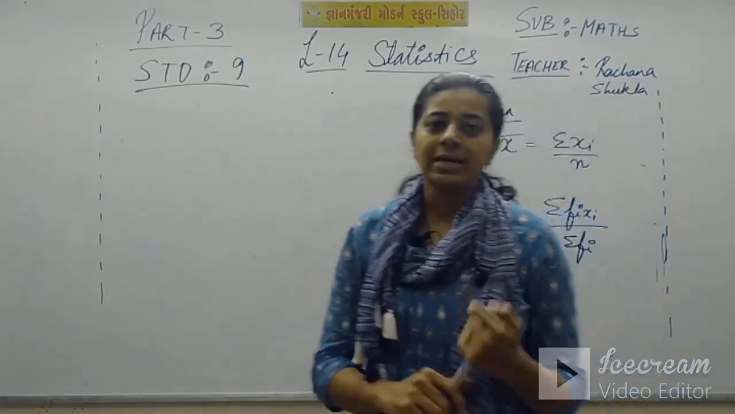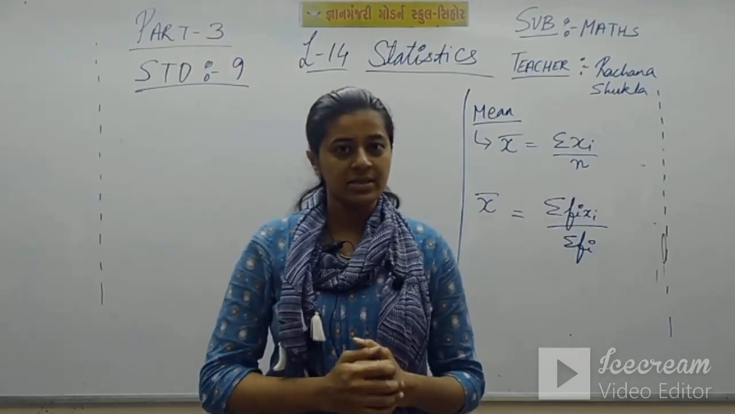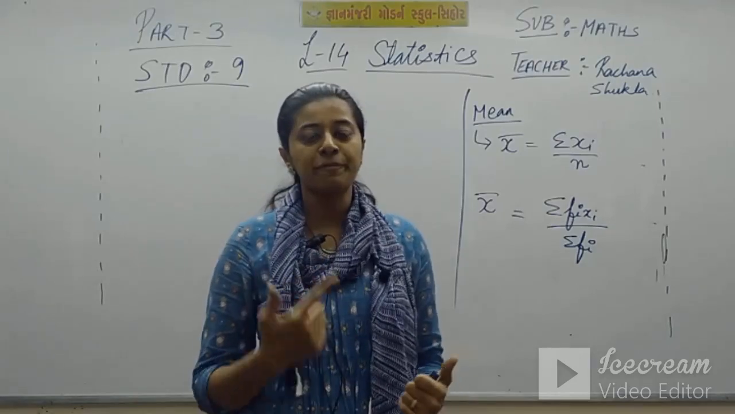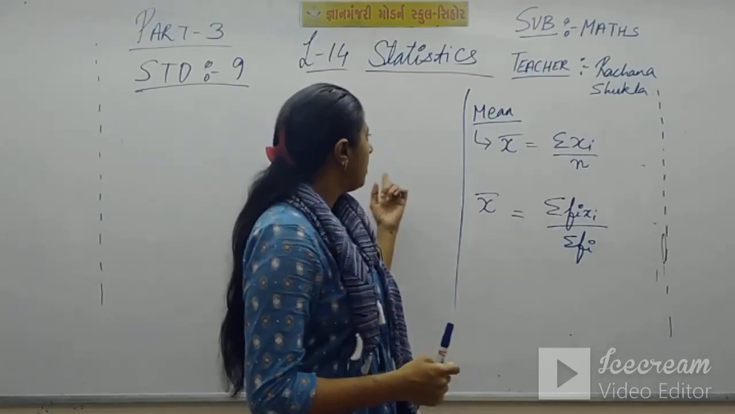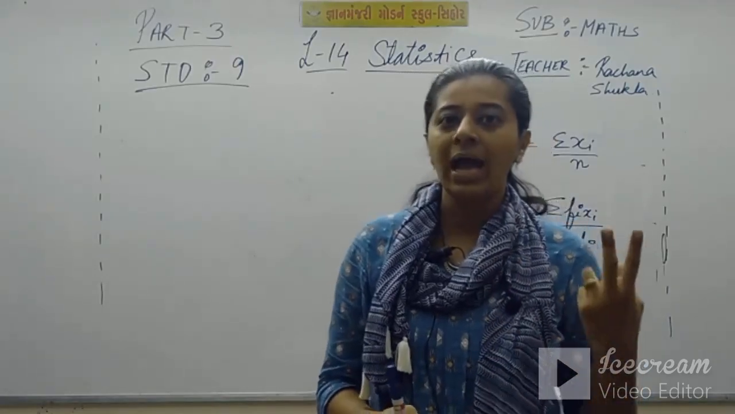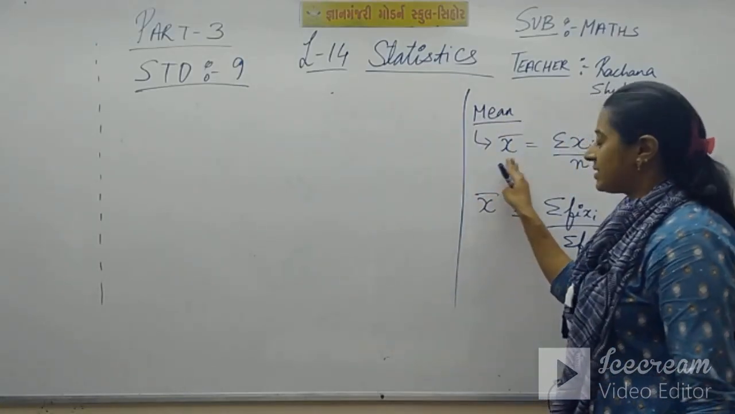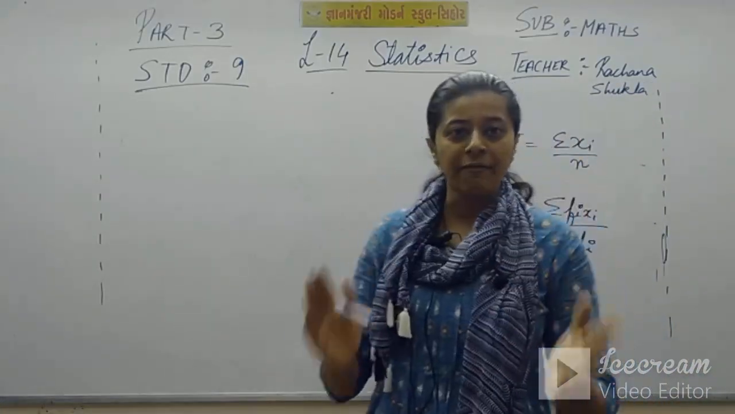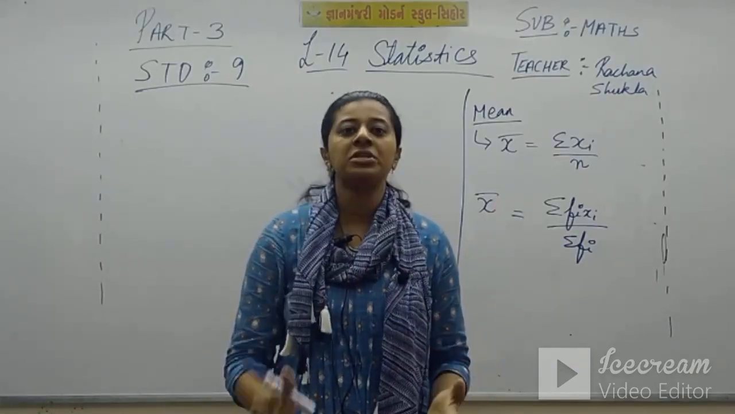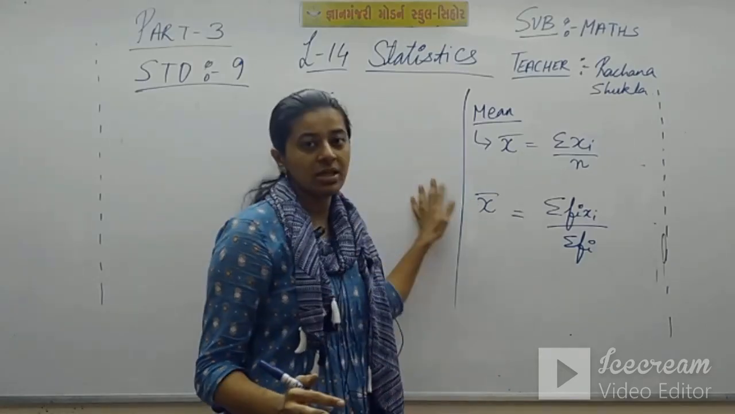All of you know that there are three types of measures of central tendency which you will study in 9th standard. Which are the three types of measures of central tendency? Number 1 is mean, number 2 is median and number 3 is mode. So we have already studied what is mean. Mean means the average, that is the sum of all the observations upon the total number of observations. Now we will study median.